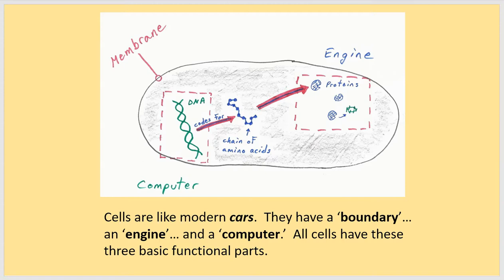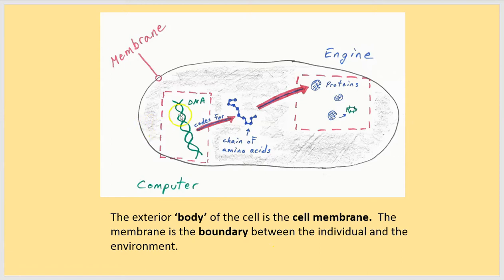So let's introduce now another kind of analogy to sort of understand cellular life on Earth. And the analogy will be with a car. So here's our cartoon bacteria cell again. We have a membrane, we've got DNA, we've got proteins here. So cells are like modern cars. They have a boundary, an engine, and a computer. And all cells have these three basic functional parts. So first up, the exterior body of the cell would be the cell membrane. That's the boundary between the individual and the environment.